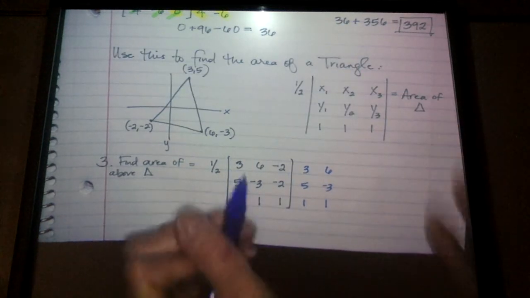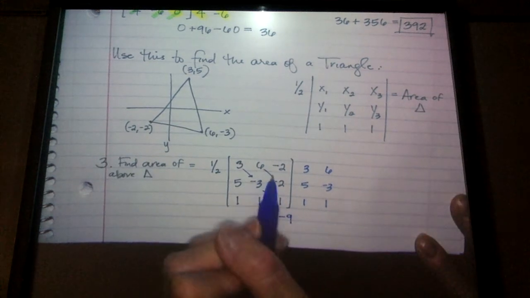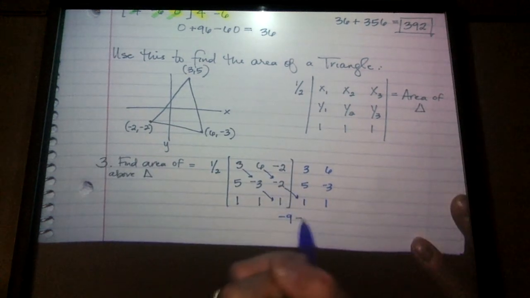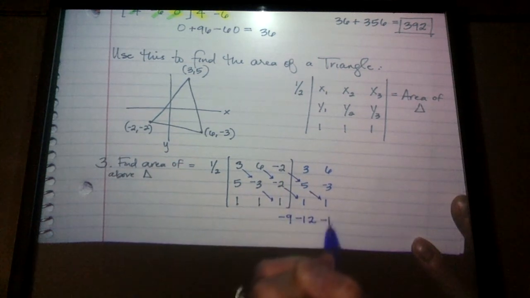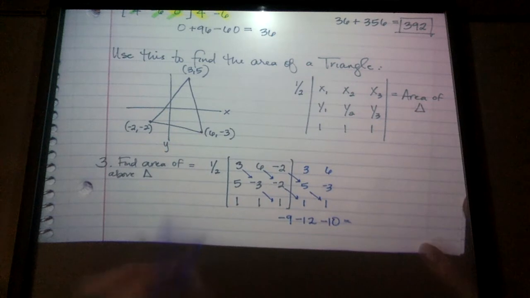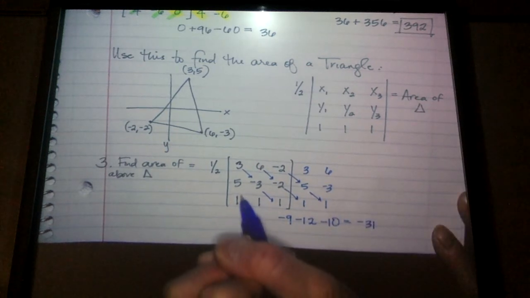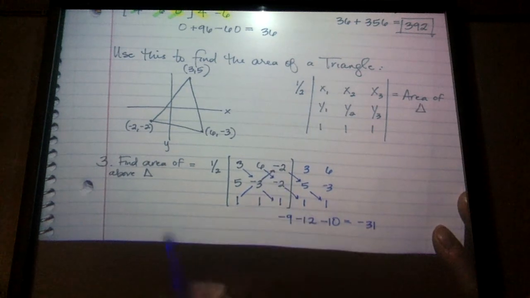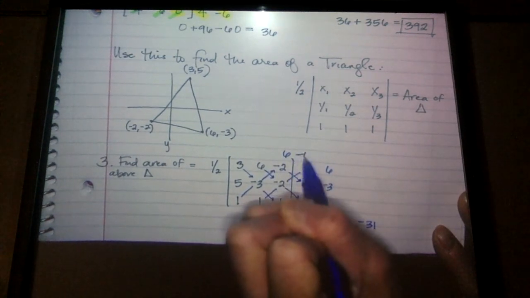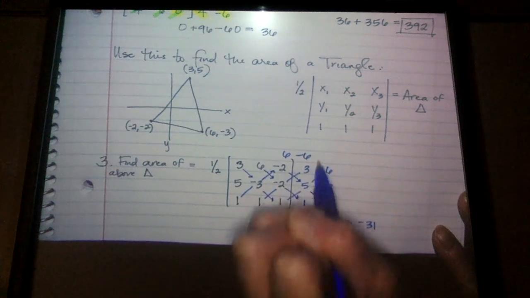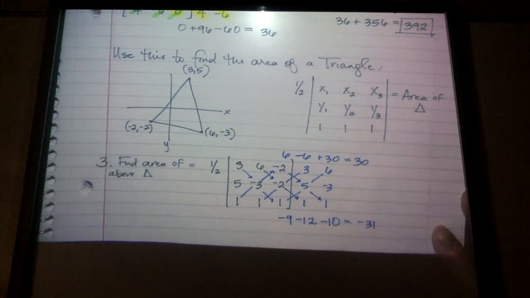So the product of this first is negative 9. The product of this diagonal is negative 12. And the product of this diagonal is negative 10. Those are all negative. The sum is negative 31. Okay, the top diagonals, I get positive 6. The next diagonal is negative 6. And the last one is a positive 30. So I end up with 30.